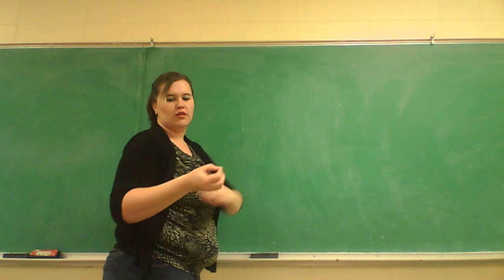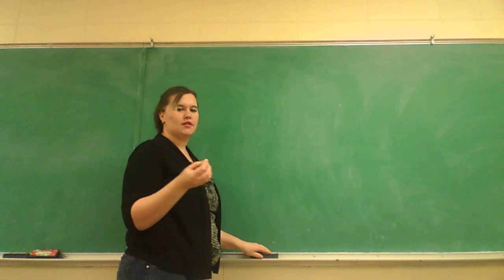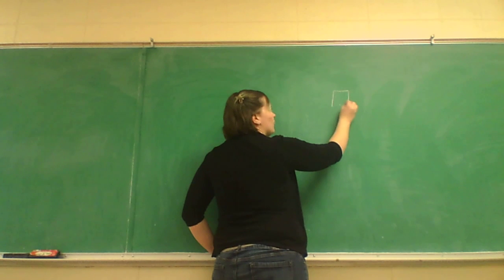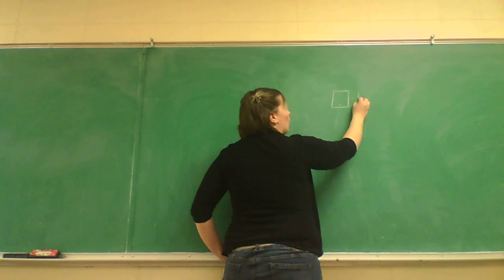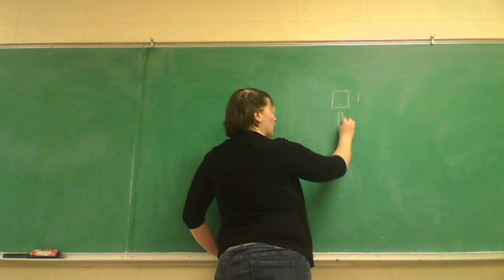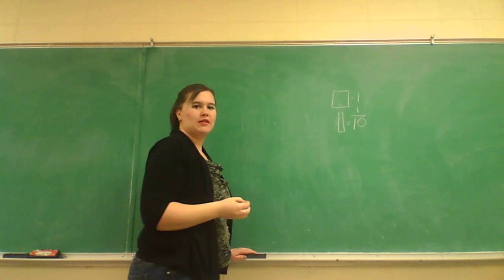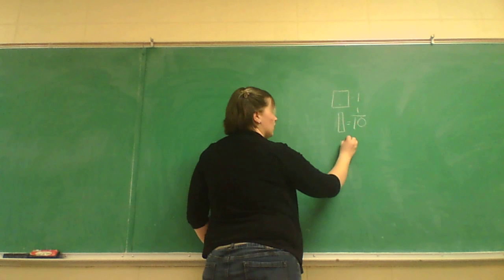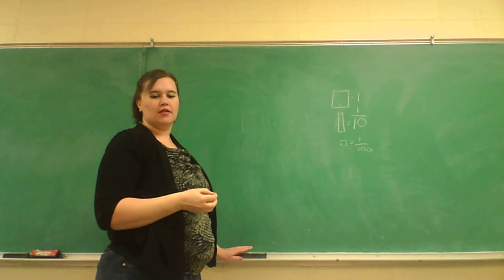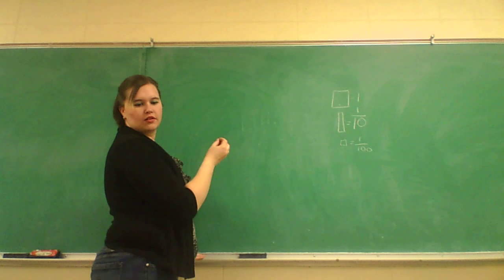So we're going to look at a visual aid. We're going to look at adding base blocks. So for this, if you have them physically, your flats are going to be your whole. And then you're going to have your rods, which is your tenths place, and your units, which is going to be your hundredths place. So we're going to look at doing this one.